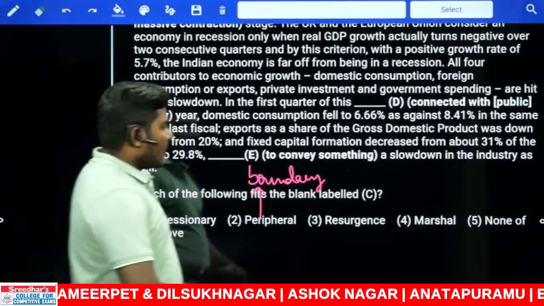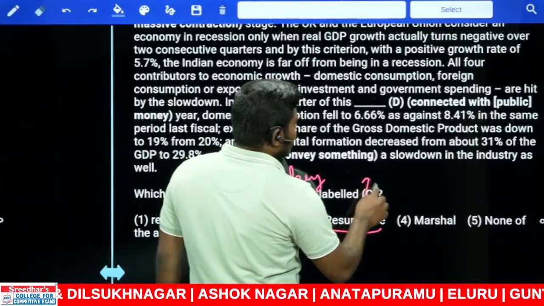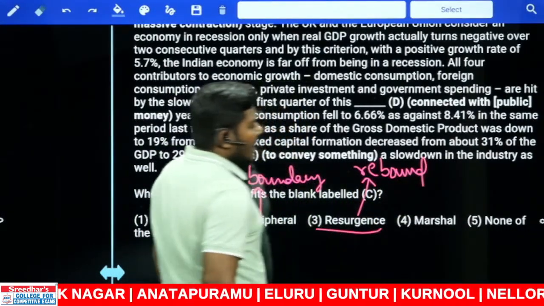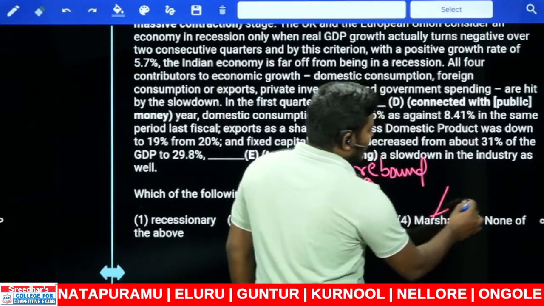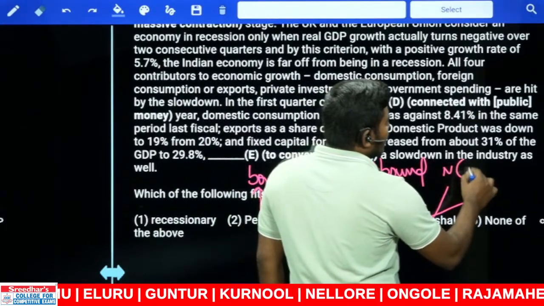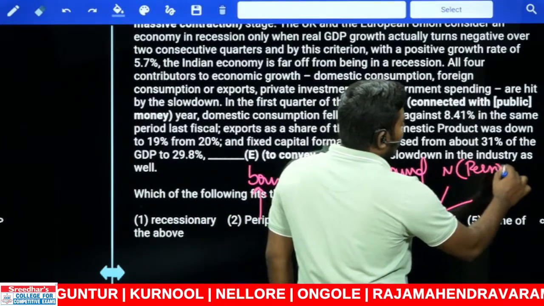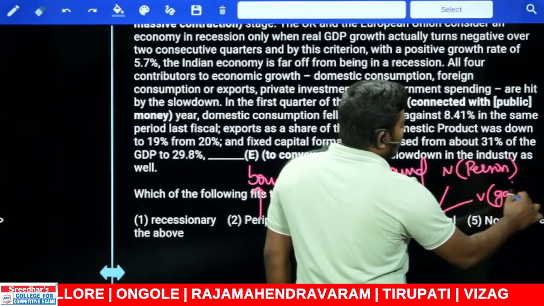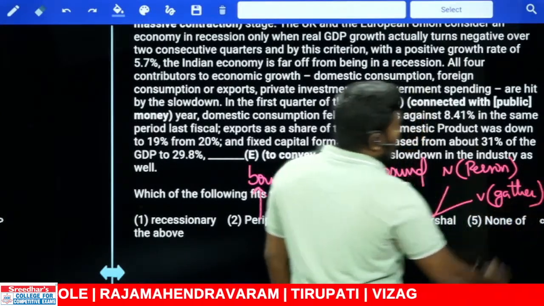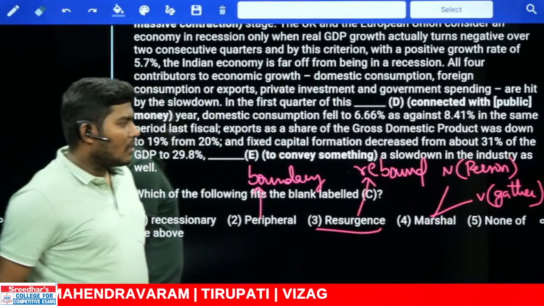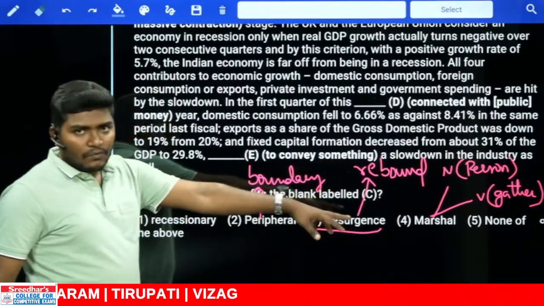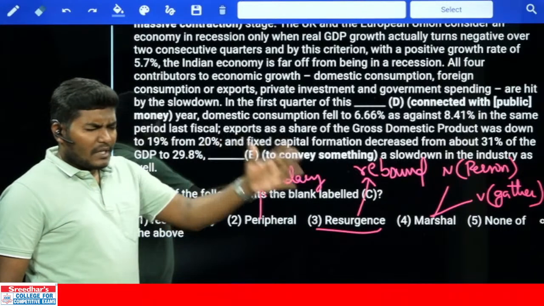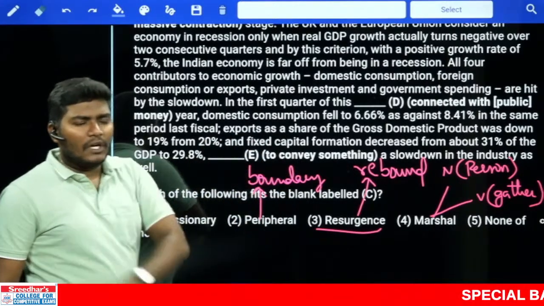Next word: resurgence. Resurgence is nothing but to rebound, to renew. Next, marshal, which has two meanings. As a noun, marshal is a person in army ranking, and as a verb, it means to gather something. To gather or accumulate something is also called marshal. That is the verb meaning. The noun is a person. For example, we have a movie very recently called Marshal. He is the head of the army.